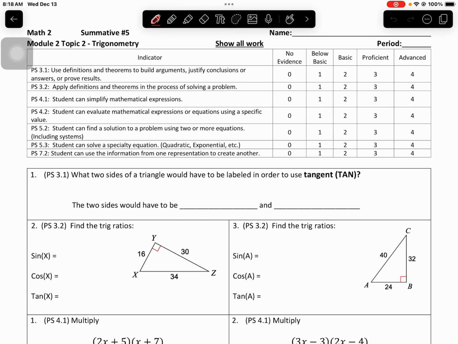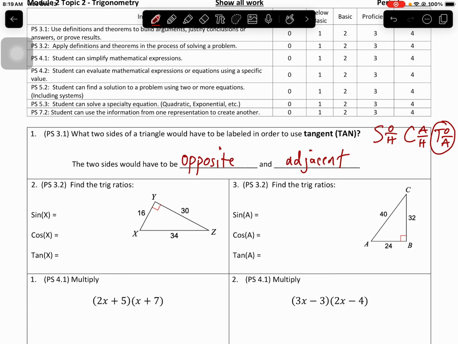Number one, tangent. First of all, here's SOH CAH TOA. So tangent is right there, your T. So O and A, which would be the opposite and adjacent. Okay, the H would be hypotenuse, and that's only used for sine and cosine. So we use SOHCAHTOA for number 2 and 3.